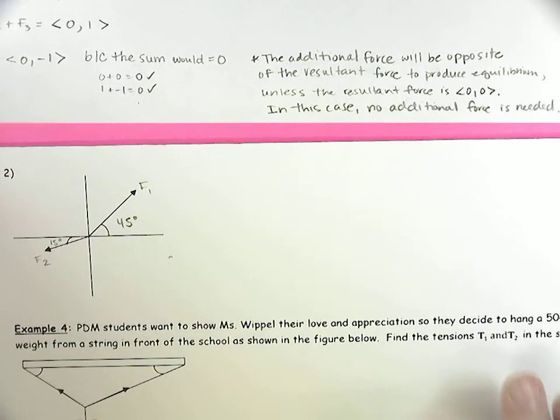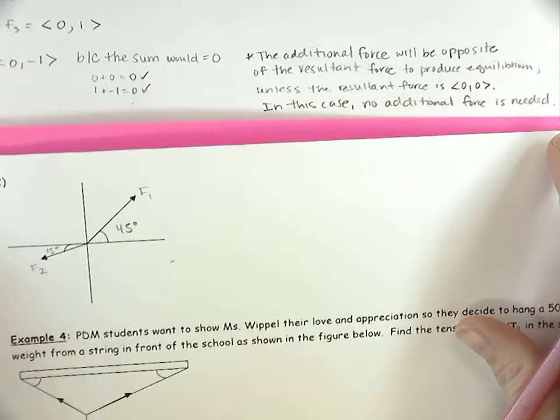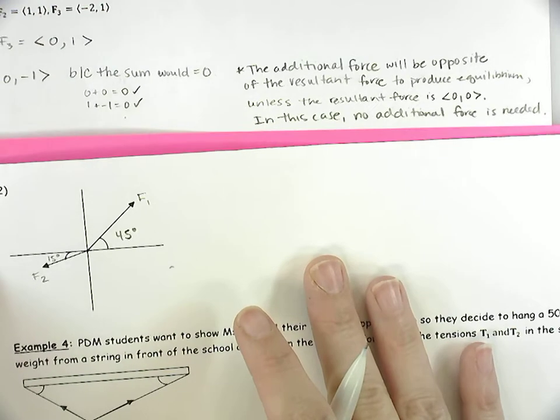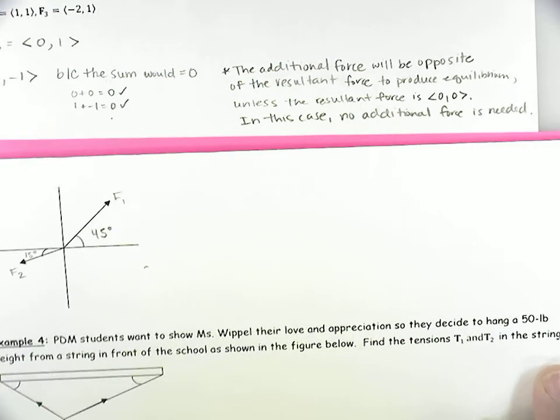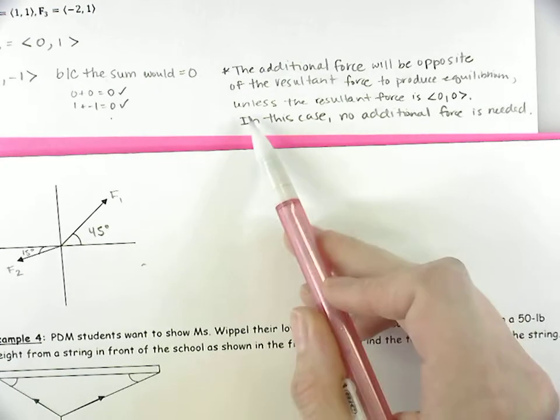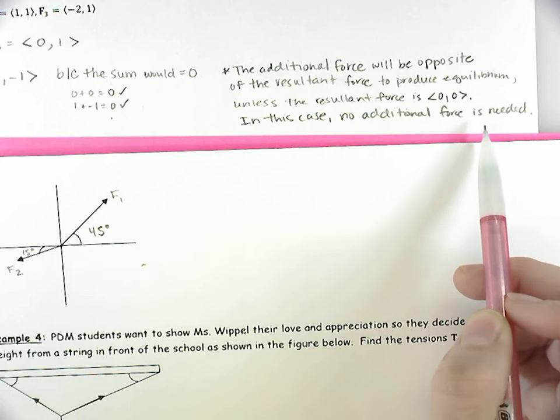Where did you get that from? Why is there no additional force? Because it's 0, 0. That's for a different example. So I said unless the resultant force is 0, 0, you wouldn't need an additional force to get to 0, 0, because you're already there.